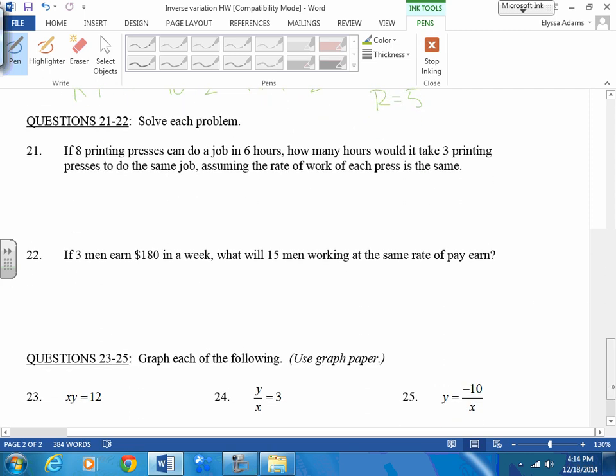And for 21 and 22, even though this is on the inverse sheet, it's a mixture. These are actually both direct, and we've already done number 22, I think. We need to set up proportions. 8 presses can do it in 6 hours. We want to find out if I have 3 presses, how many hours that will be. So you cross multiply, you get 18 equals 8x. Or x is equal to 2 point something, 2.5.